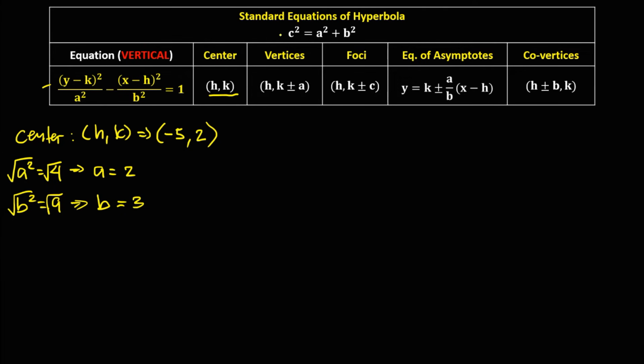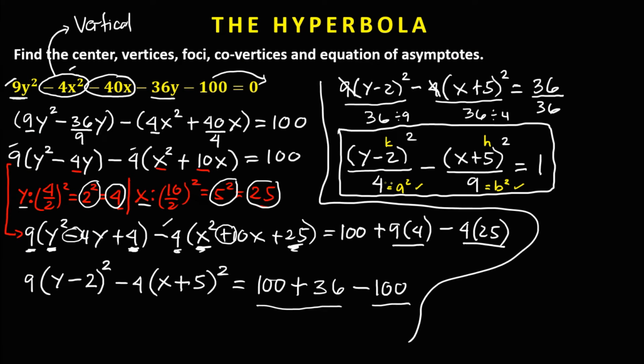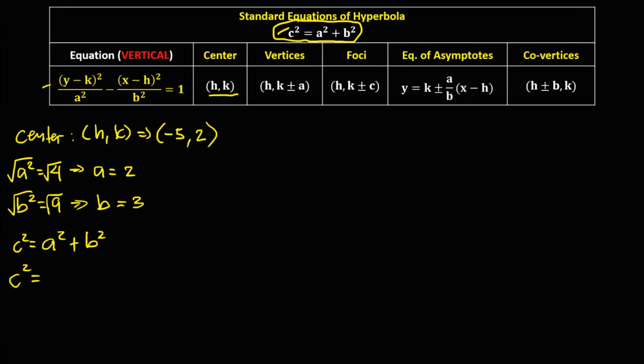Then the last one is to solve for c using this formula. So c squared equals a squared plus b squared. Then we have now c squared equals a squared is 4, b squared is 9. So this is 4 plus 9. So we have now c squared equals 13. Take the square root to solve for c. So therefore c equals square root of 13.